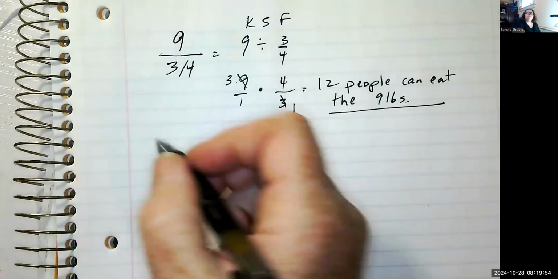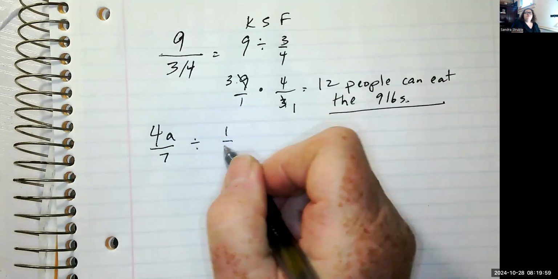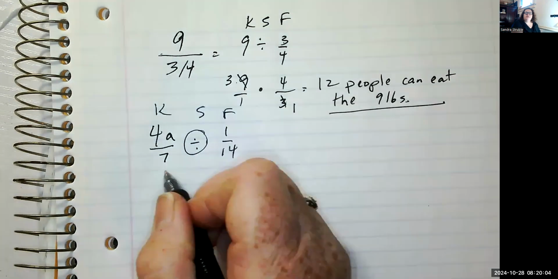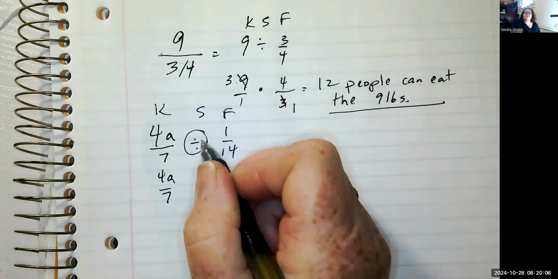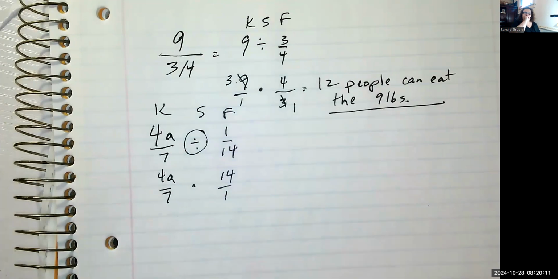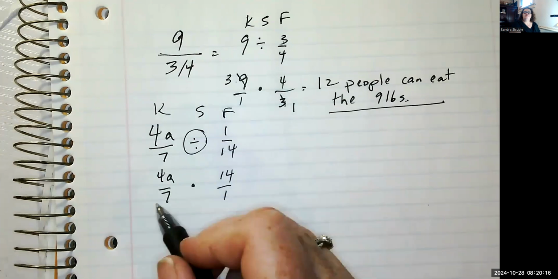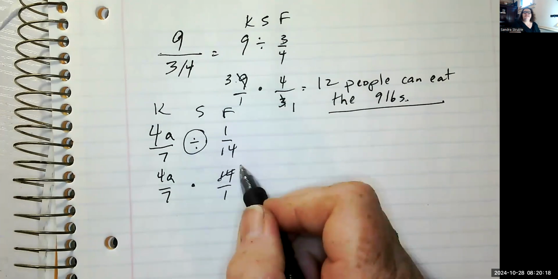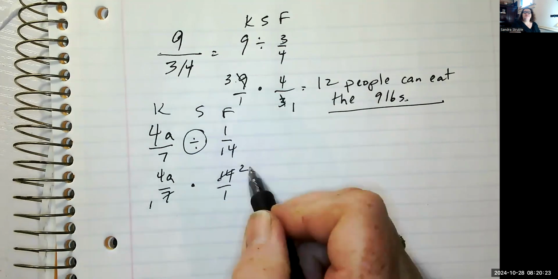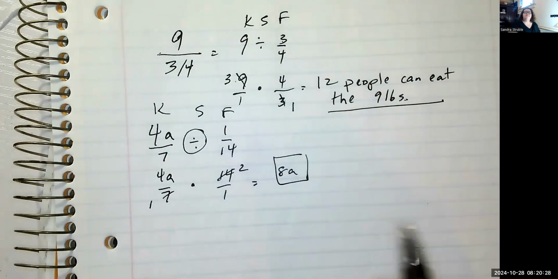All right, next one. 4a over 7 divided by 1/14. It's division, so we have to keep, switch, flip: keep the 4a over 7, switch from division to multiplication, and flip 1/14 to 14 over 1. Now I want to reduce before I multiply, because I know 14 and 7. 7 times 2 is 14, and 7 times 1 is 7. Now I'm going to multiply. 4a times 2 is 8a. 1 times 1 is 1. So 8a is my answer.